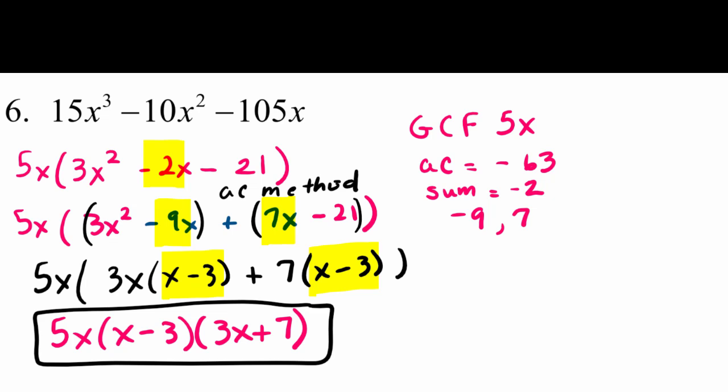And so how did you do? Did you get the same answer whether you use the bottoms up or AC method? Okay, good. All right, next one.